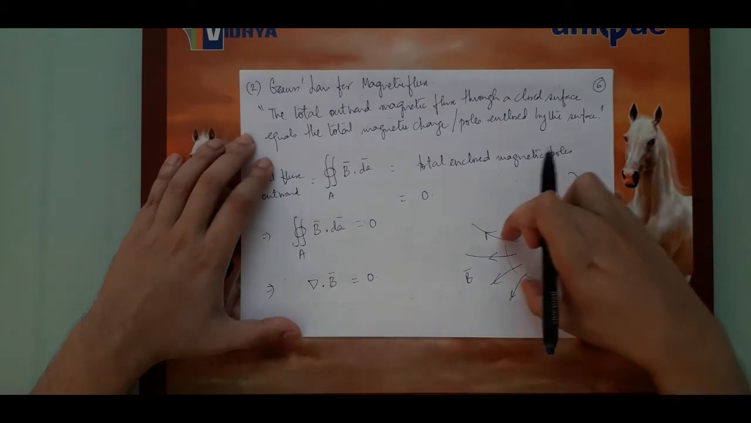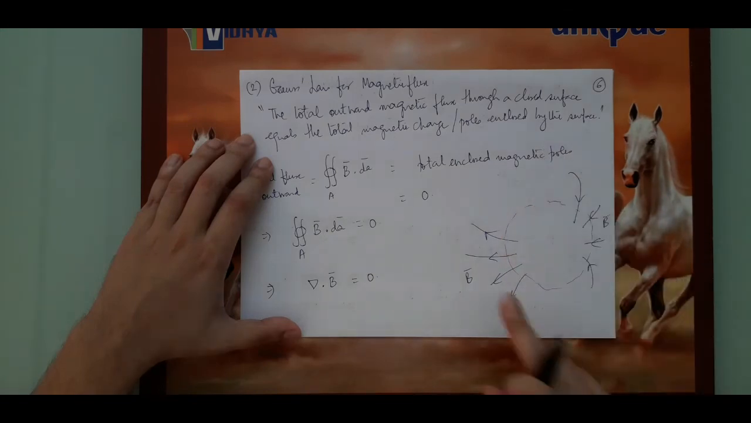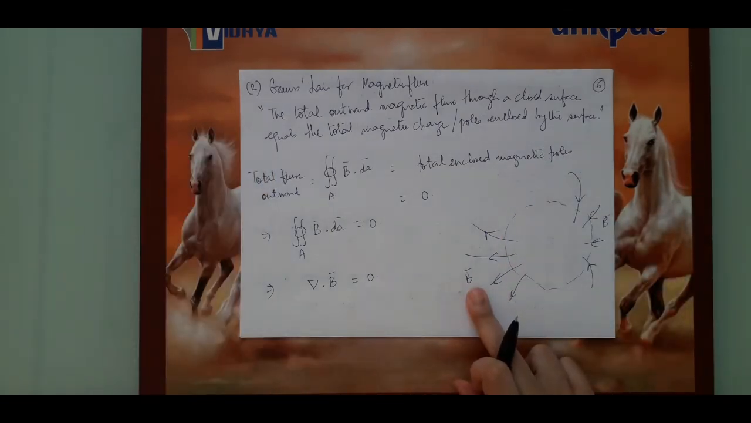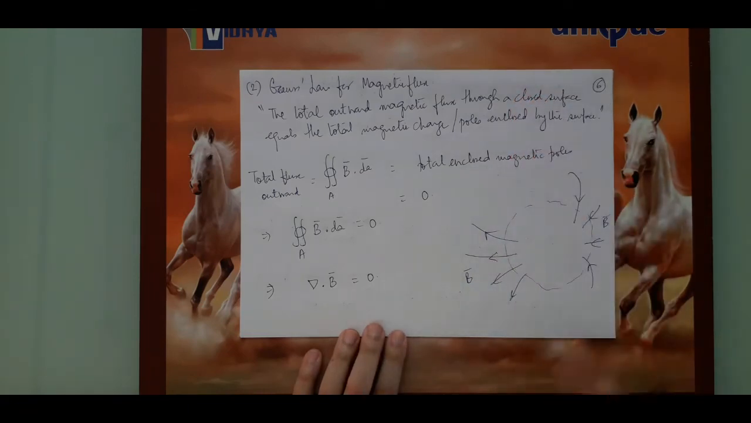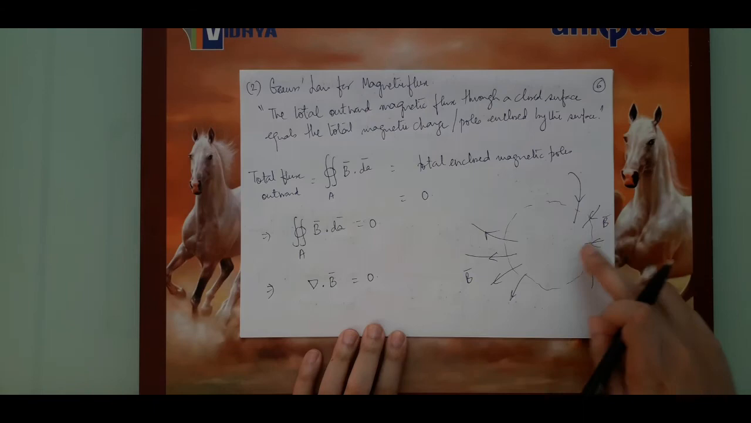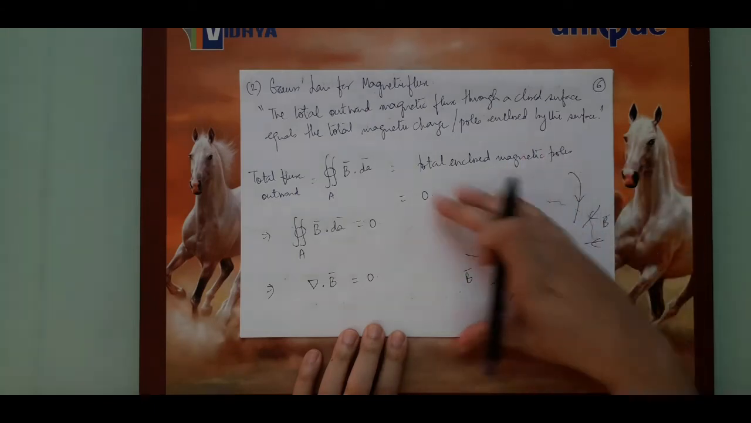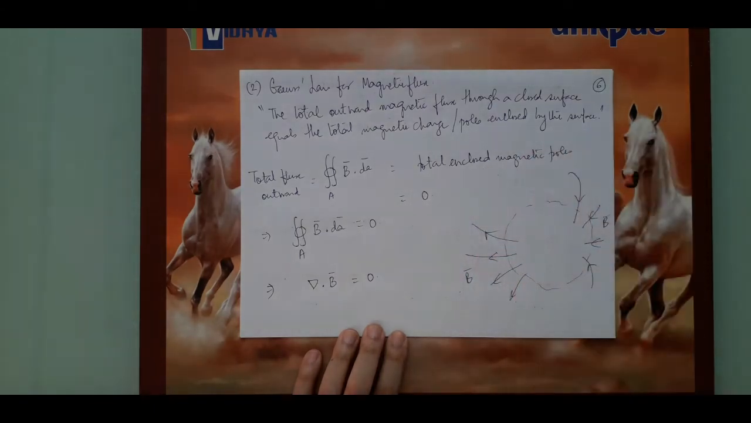Even though if you look at one part of the surface, it may appear that the divergence is non-zero, Gauss's law is defined for a closed surface. So the magnetic field lines, even if they diverge from one side, will always come back from the other side. So therefore this makes the net divergence 0. That is the beauty of it.